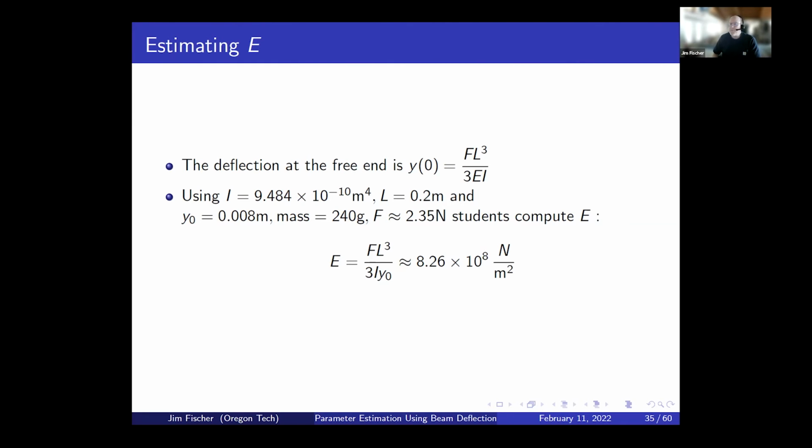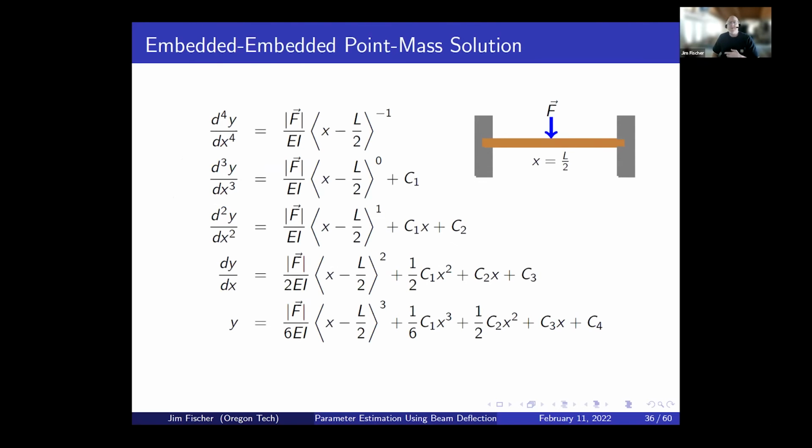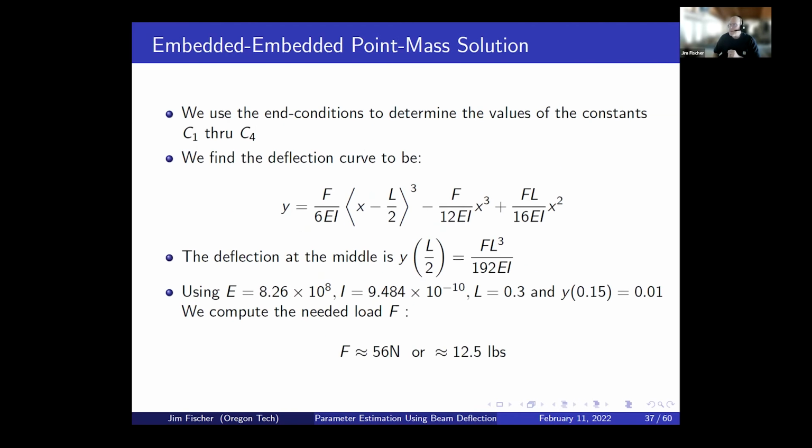8.26 times 10 to the 8th works pretty well. And then what I want the students to do is go through and solve the embedded solution, where they're putting a point mass in the very middle at L/2. And what I want them to do is use their solution to this model to predict what would be the force needed to displace that beam in the middle, say by 1 centimeter. And if you do the math using the solution, you find that force is about 12.5 pounds.